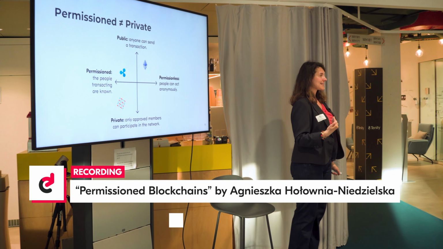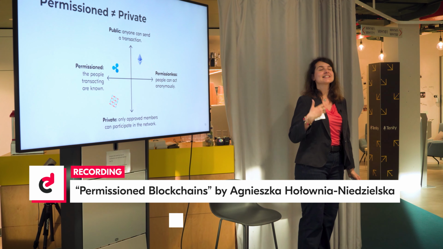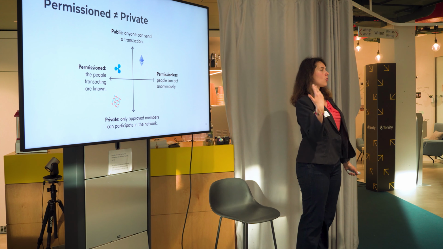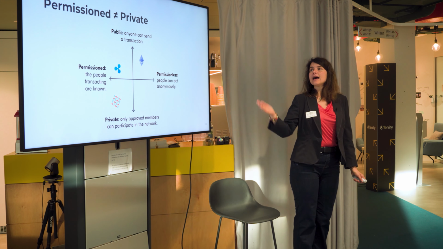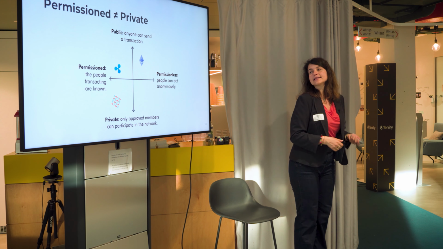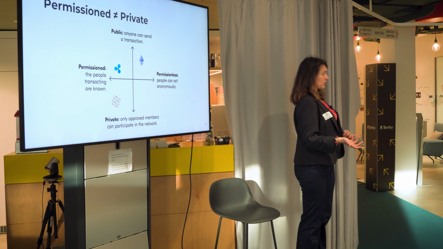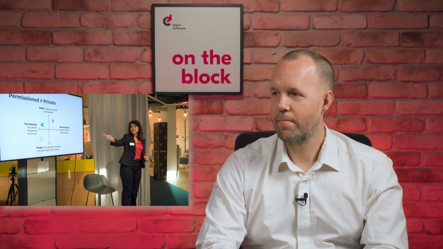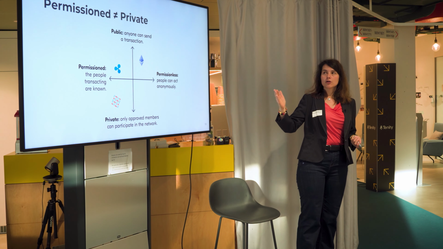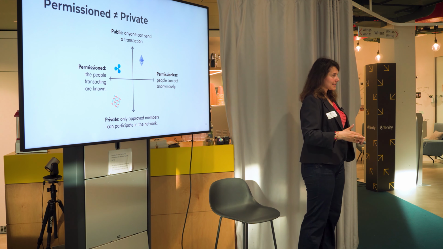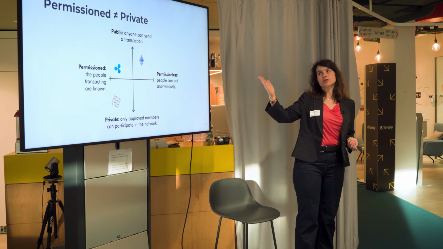Public blockchain is the one where everyone can send a transaction. So it's open to write in. And a private blockchain is the one where, well, only those who participate, who are vetted, can send a transaction. On the other axis, we have permissioned and permissionless, which is about whether we know the people that are acting, or if they are anonymous. And most of the public blockchains will be permissionless, and most of the private blockchains will be permissioned.